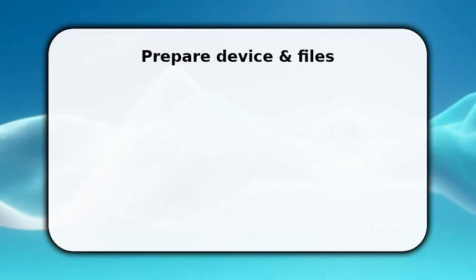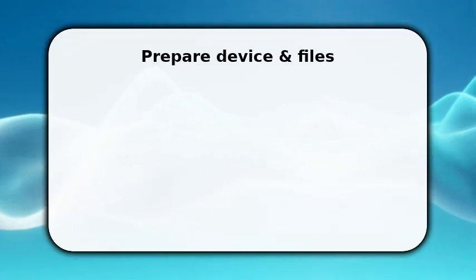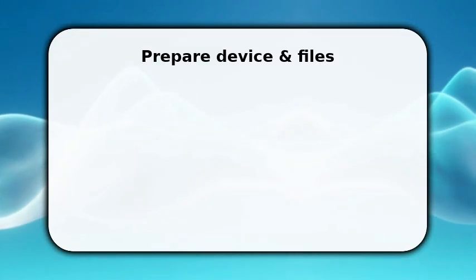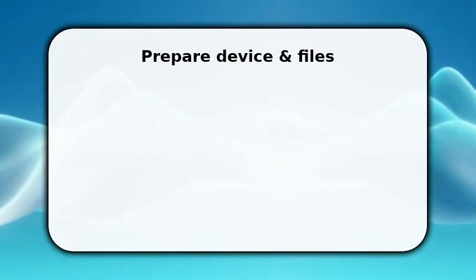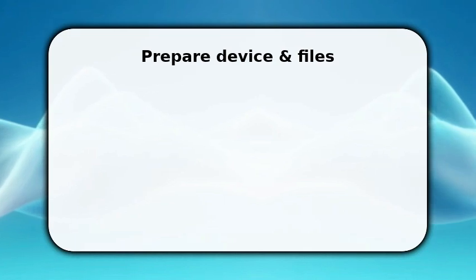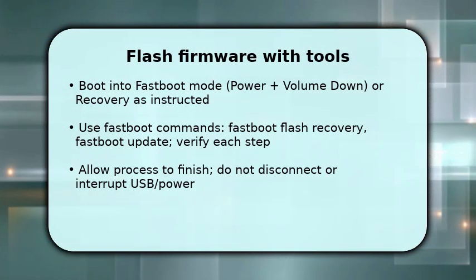Also install ADB and fastboot on your computer and verify the device appears with adb devices. Now you're ready to move into the flashing steps. You will now flash the ROM using the appropriate method.